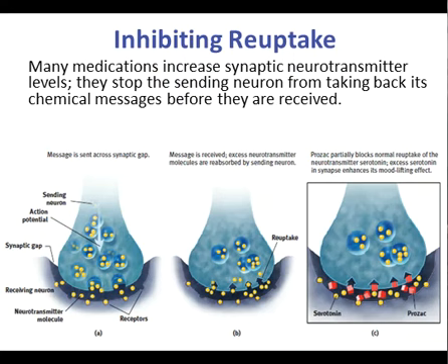Inhibiting reuptake. As we've talked about several times already in this course, many medications increase synaptic neurotransmitter levels. They stop the sending neuron from taking back its chemical messages before they are received. So they block the reuptake. And that's what Prozac, Paxil, those types of SSRI drugs do. They block the normal reuptake of the neurotransmitter serotonin. Excess serotonin in the synapse enhances its mood lifting effect.